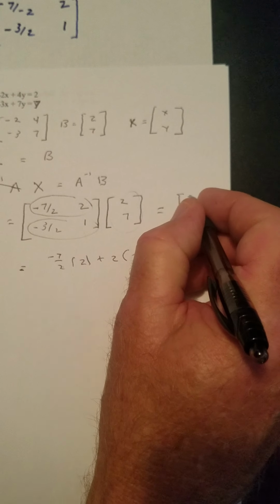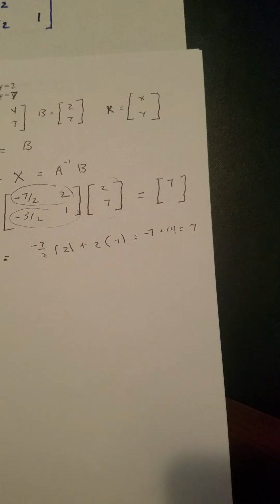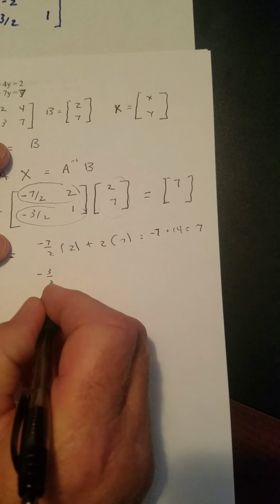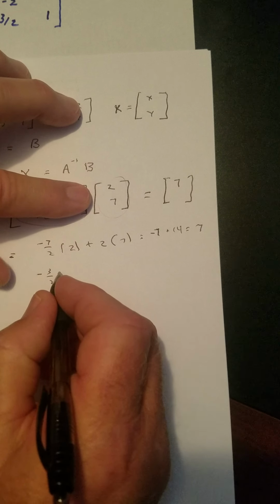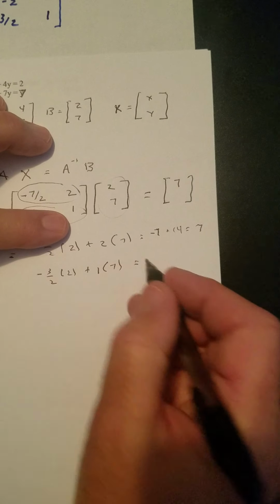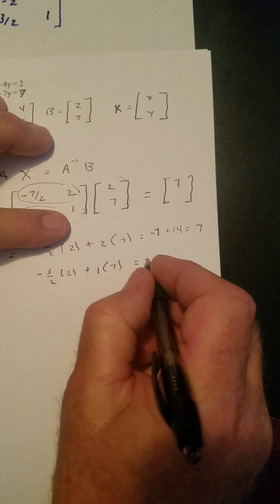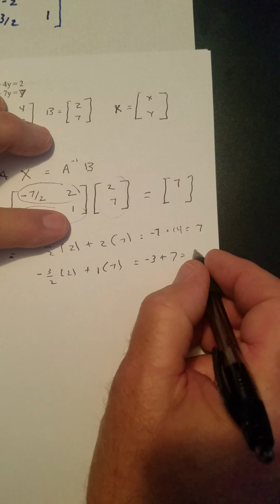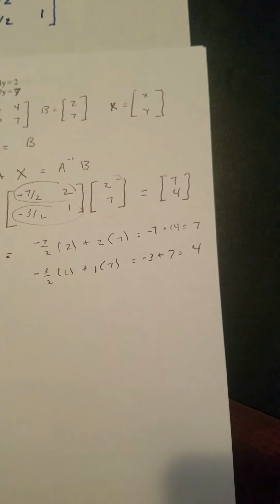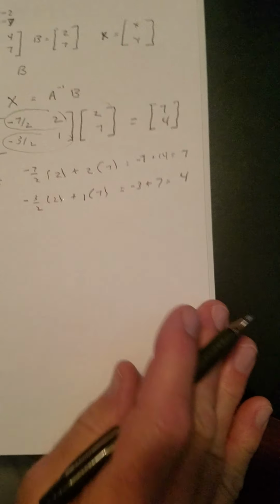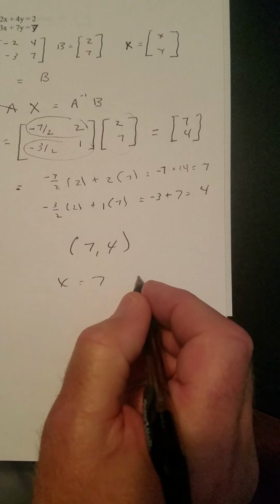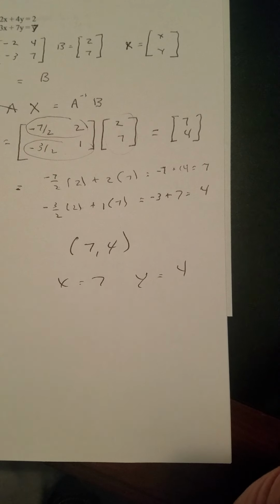So I'm going to get 7 in the top row. The bottom row, I'm going to have negative 3 halves times 2 plus 1 times 7. These 2's drop out. That's going to be negative 3 plus 7, and that's going to be 4. So I get 7, 4. As an ordered pair, I'm going to write my answer as 7, comma 4. That means x equals 7 and y equals 4.